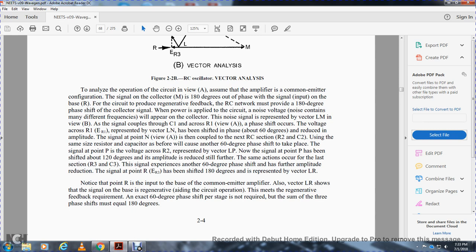Note that the point R is in the input base of the common emitter amplifier. Also, the LR vector, as the signal on the base is regenerated, aids circuit operation and meets the regenerative feedback requirement at an exact 60 degrees phase shift per stage. The sum of the three phase shifts must equal 180 degrees.